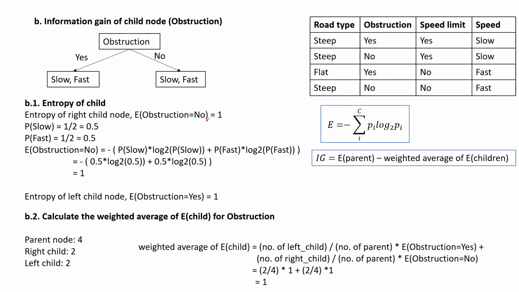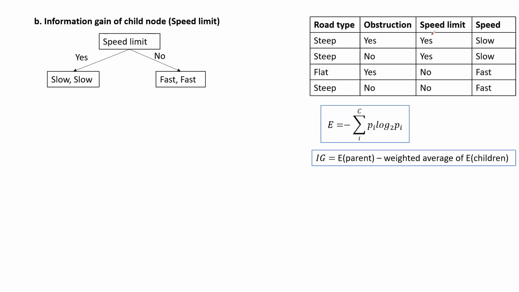And to calculate the weighted average, we are calculating for the left child when the obstruction is yes, and the right child when the obstruction is no. So now we get the value as 1. So we have found the weighted average for the road type and obstruction, and the same way we have to find it for the speed limit.